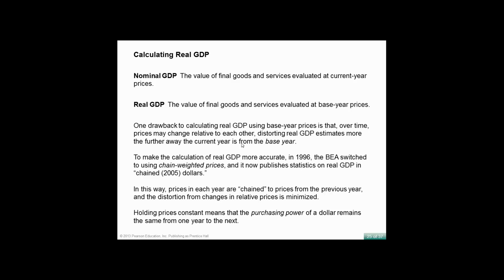To make calculations of real GDP more accurate, in 1996 they switched to using a chain-weighted price, and they now publish statistics on real GDP in chain dollars. We're not going over how to do this, but holding prices constant means that the purchasing power of the dollar remains the same from one year to the next. When inflation happens, you can't buy the same thing with the dollar. So you can buy fewer goods with your dollar if you have inflation.